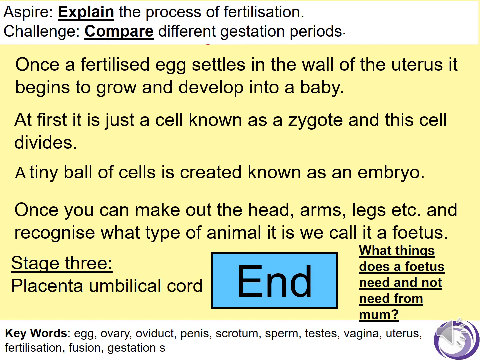And now we are on stage 3, where we are looking at these words: placenta and umbilical cord. Please notice the spelling of cord. It's different from the music chord, which has an H in it, so we're going to be careful with that. Now this also brings this question that I've asked you here about things that a fetus needs and does not need from mum, and we're going to address that as well. So you need a subheading of stage 3 now, and we're going to look at that together next.